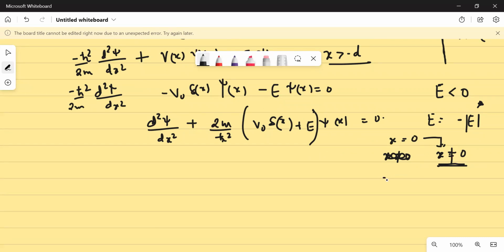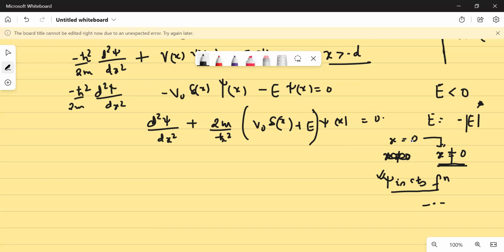But we also know that psi is a continuous function. So if you know your wave function to the left of 0 and to the right of 0, then that will be equal to the value of the function at 0. Because in any case, the physically realizable solutions to the Schrodinger equation must be continuous, single valued, and finite valued, even as x tends to plus minus infinity. All these are conditions for the physically realizable solutions of the Schrodinger equation.